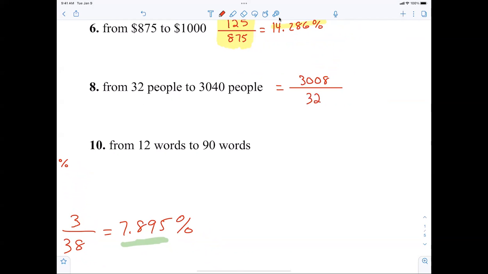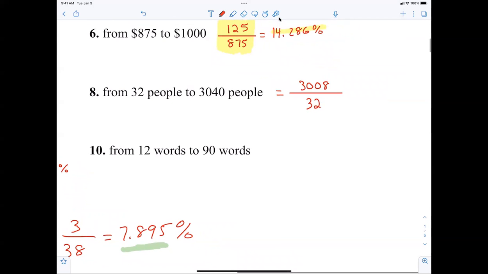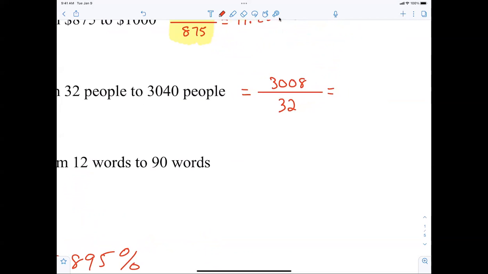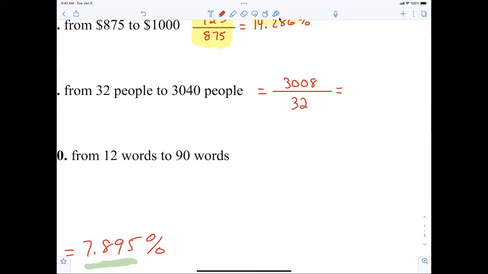All right, now don't be fooled by this problem. So what did you get? 94. Exactly 94? Yep, exactly 94. Is that 94%? Yes. No. What percent would that be? Someone help him. 9,400. That is exactly correct. All right, that 94 was your decimal.